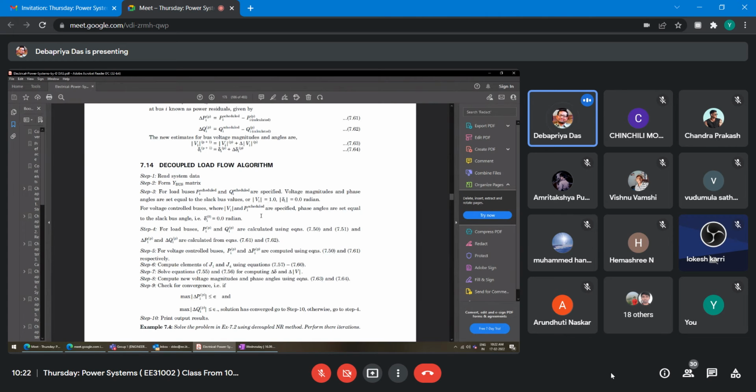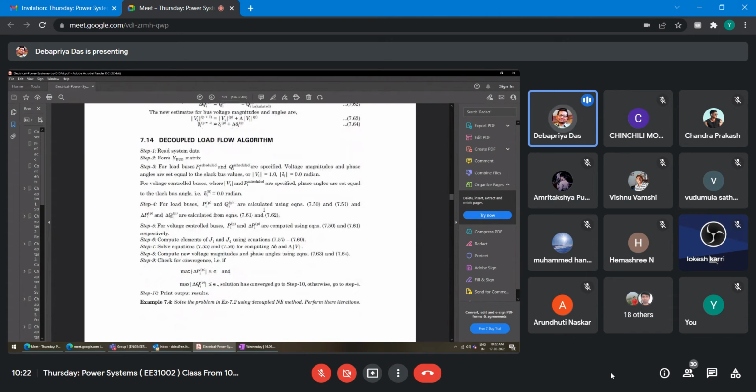And then for voltage control buses, the voltage magnitude and Pi scheduled are specified, right? And the slack bus voltage angle is 0.